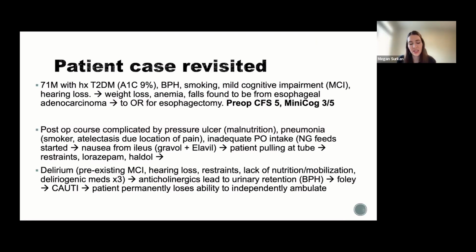When we did an assessment, we found his pre-op CFS was 5 and mini-cog was 3 out of 5. So kind of screening both positive for frailty, vulnerability, and cognitive impairment, a red flag for post-op delirium.